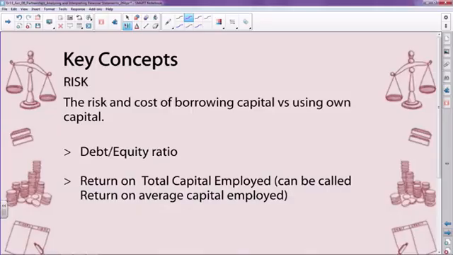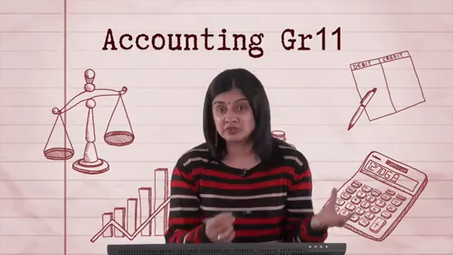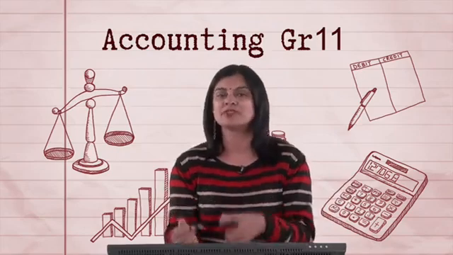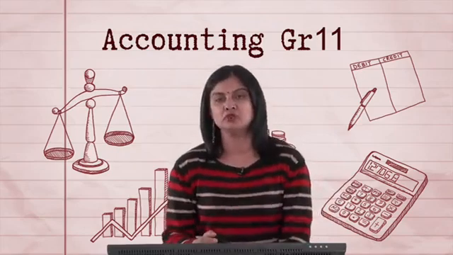The fourth category focuses on risk. Now, what do we mean by risk? Here we're looking at the actual risk and cost of borrowing capital versus using your own capital. Now remember, if you take partnerships, because in grade 11 we deal with partnerships, in terms of the business itself, it's beneficial for the partners to contribute their own capital into the business.